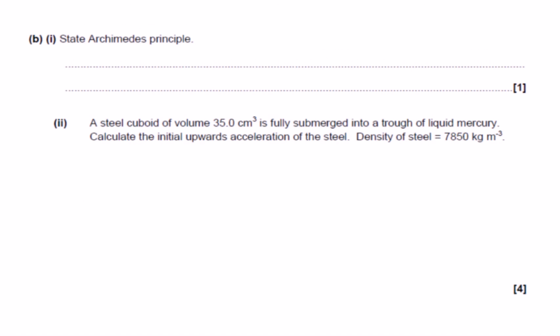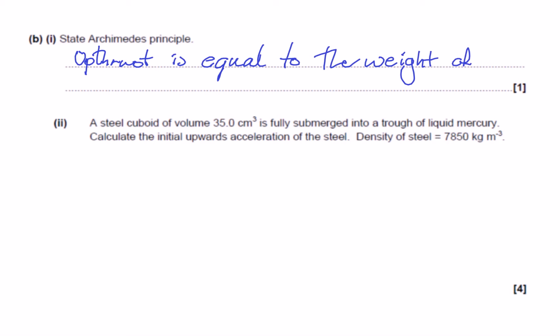So part B, we've got to state Archimedes' principle, and that states that the upthrust is equal to the weight of the displaced fluid or liquid. And what we've now got to deal with is a steel cuboid of volume 35.0 centimeters cubed fully submerged in a trough of liquid mercury. Calculate the initial upwards acceleration of the steel, when the density of steel is 7,850 kilograms per meter cubed.